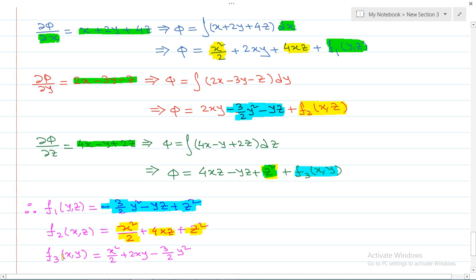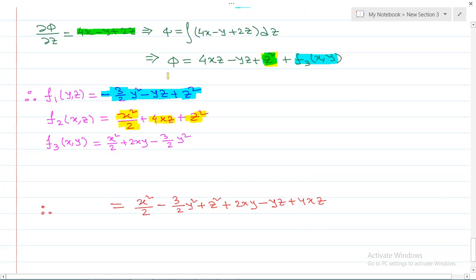Now after getting the values of f1, f2, f3, you substitute any one of them in any one of these phi functions. Either you can put f1 or f2 or f3, so that you get the unique phi function. Ultimately we get our phi function as x square by 2 minus 3 by 2 y square plus z square plus 2xy minus yz plus 4xz.